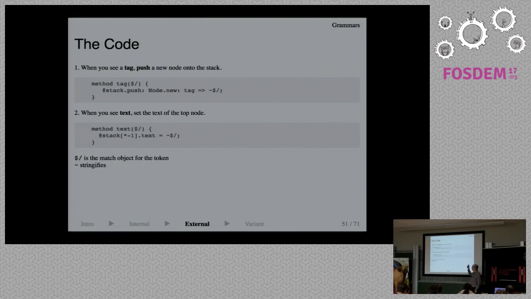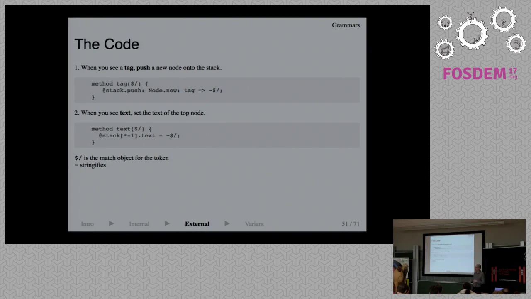Okay, so back to the algorithm. Rule number 1, when you see a tag, push a new node onto the stack. So here we have a method tag. The argument $/ is conventionally used to represent the match object, so this is what was captured. It comes in, and it's not exactly a string, it's a match. So if you want to set the tag to it, you have to use this tilde, which will stringify it. The colons are another way of specifying parameters. If you don't like parentheses to wrap your arguments, you can use a colon instead. So this makes a new node for a particular tag and just pushes it onto the stack.